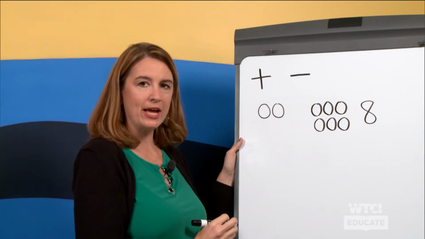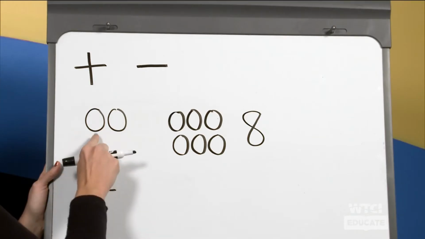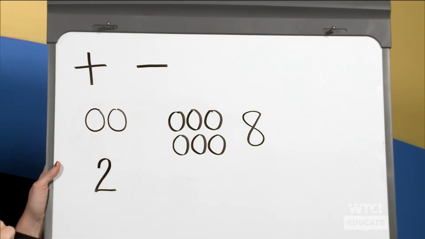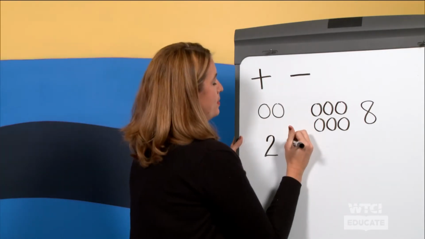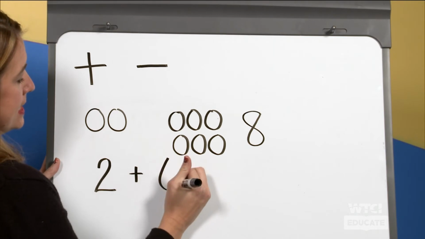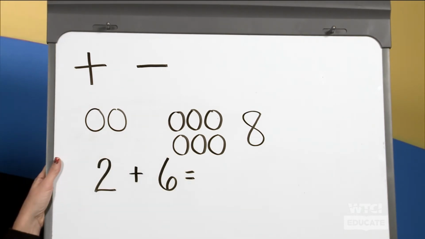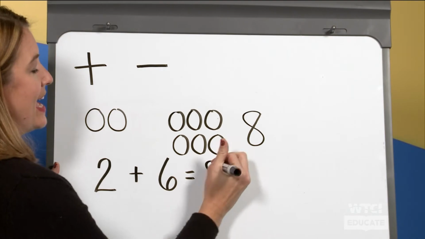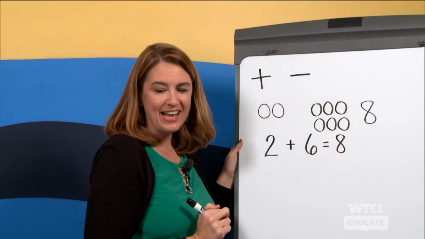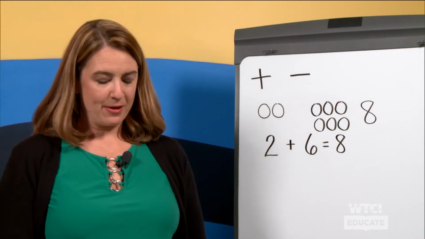Let's write our equation. I'm going to write a 2 to represent my 2 large dolls. Now we said that we were joining 2 groups, so I'm going to put my plus sign and write a 6 to represent my 6 small dolls. And you guys helped me count, and we know that 2 plus 6 equals 8. That's great! You're doing a fabulous job so far. Let's see what we're going to play with next.